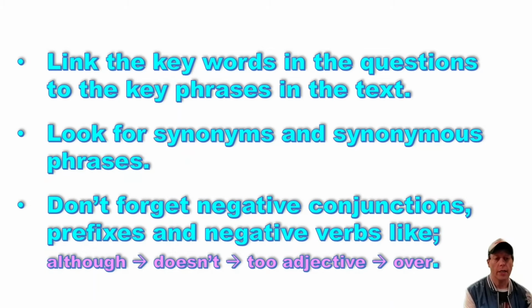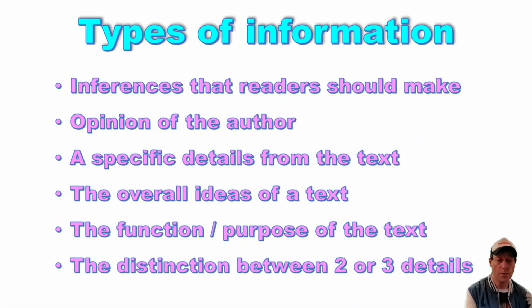And don't forget, negative conjunctions, prefixes, and negative verbs like although, doesn't, too with an adjective, over or under are also important to look out for. The types of information you may be asked to look for are, for instance, inferences that readers should make. What does inference mean? That means it's your interpretation of the text.